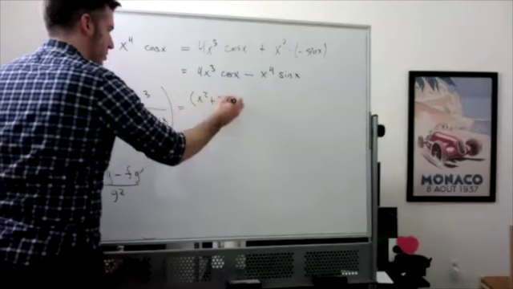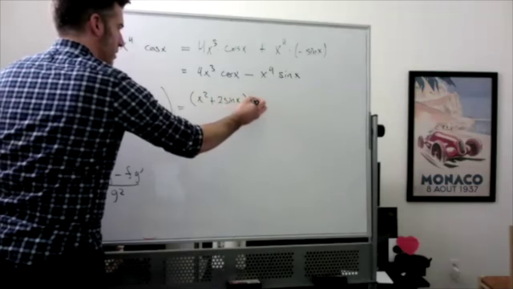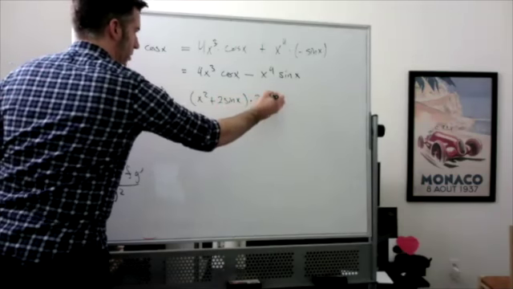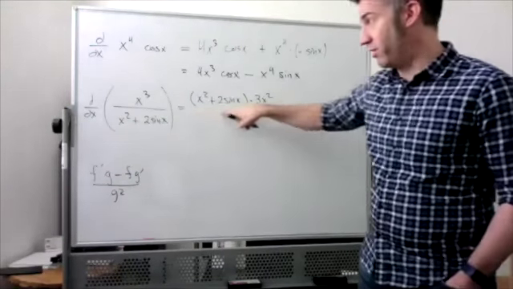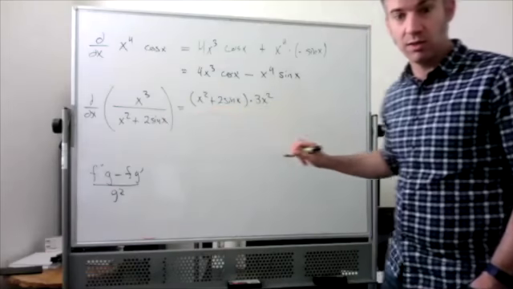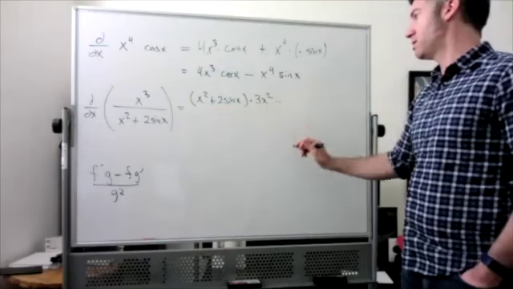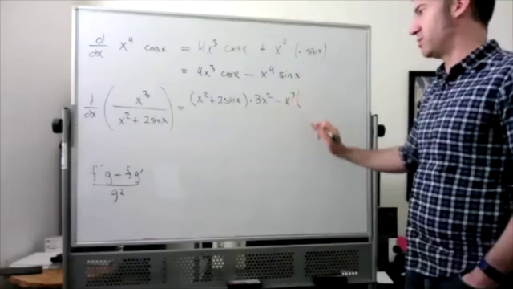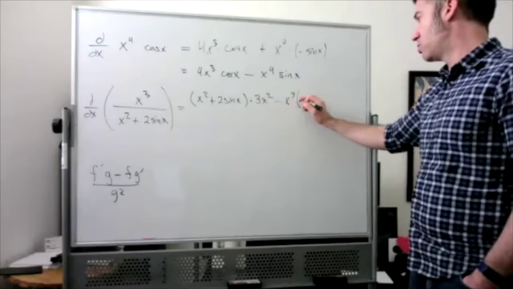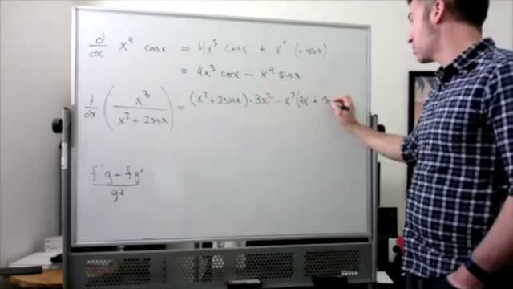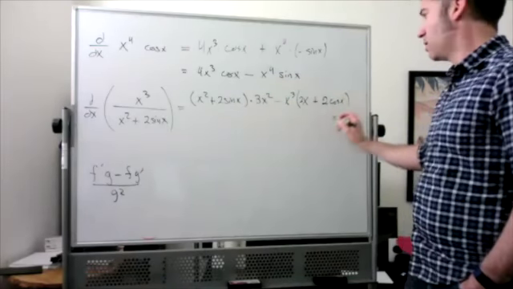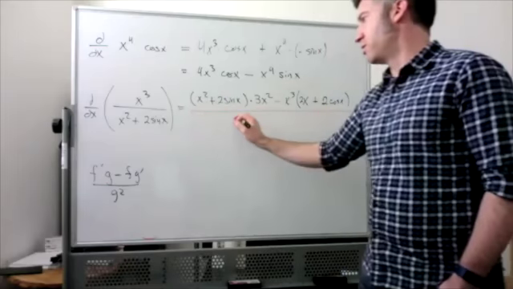x squared plus 2 sine of x times the derivative of the top, 3x squared. I don't need parentheses around the 3x squared since it's only one term. I do need parentheses around this since it's got 2 terms. Minus the top times the derivative of the bottom, which is 2x plus the derivative of 2 sine x, which is 2 cosine x, divided by the denominator squared.